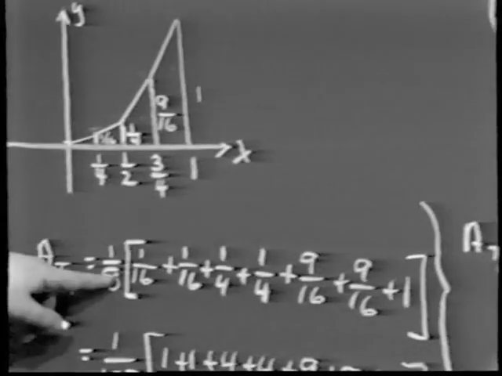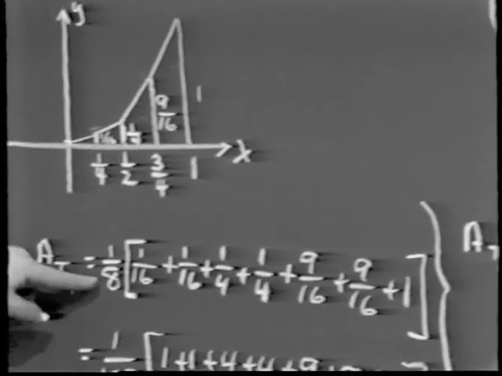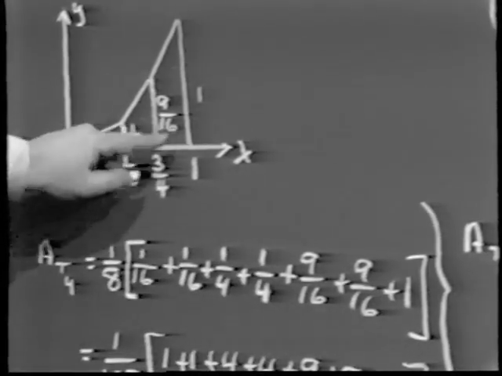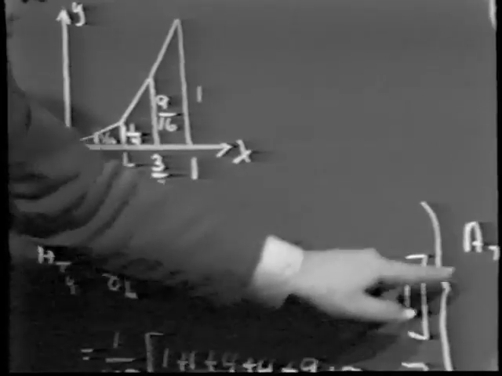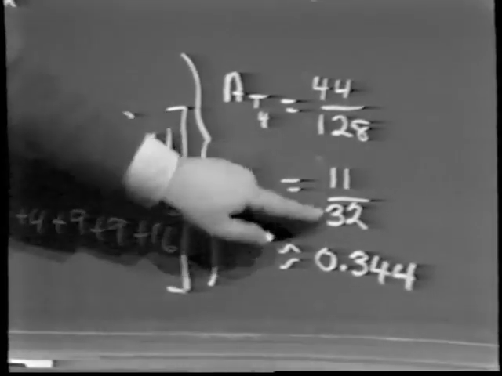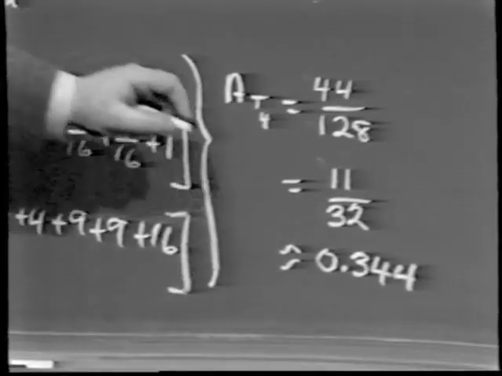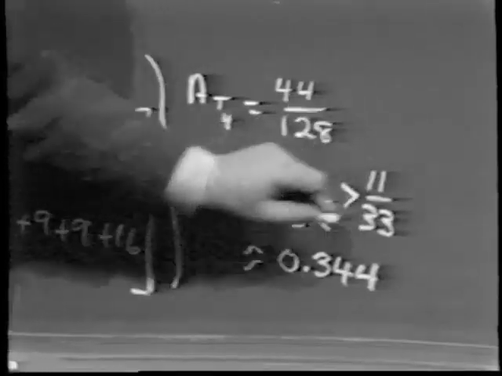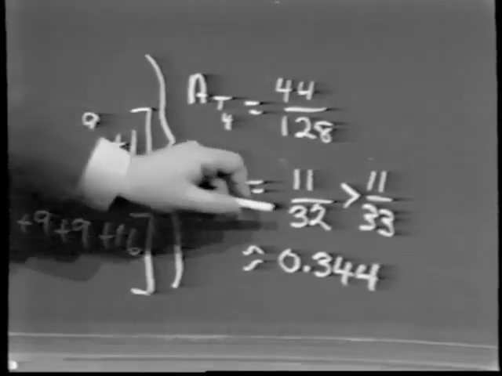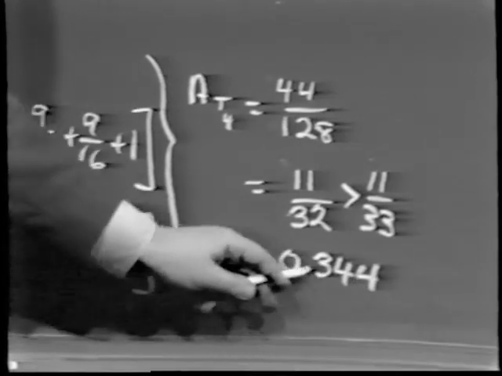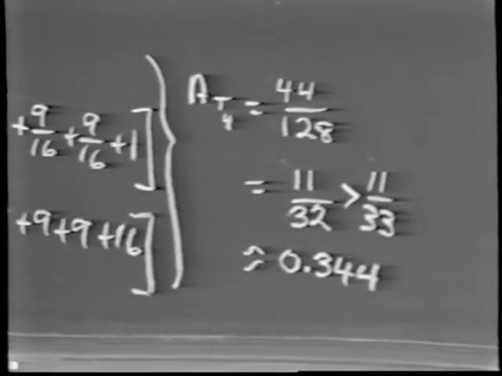Leaving these details for you to verify, all I show here is that if you add up the areas of these 4 regions, we wind up with 44 over 128, which is 11/32, and 11/32 is mighty close to 1/3, being what? 11/33. In other words, look at how close, with just 4 subdivisions, we get to an approximation that's good for the area under the curve without having to put the squeeze on.